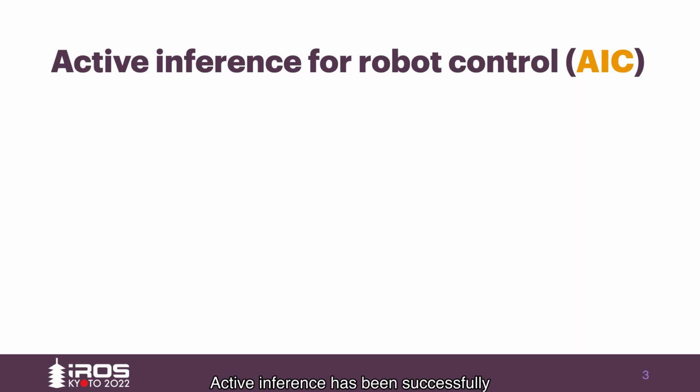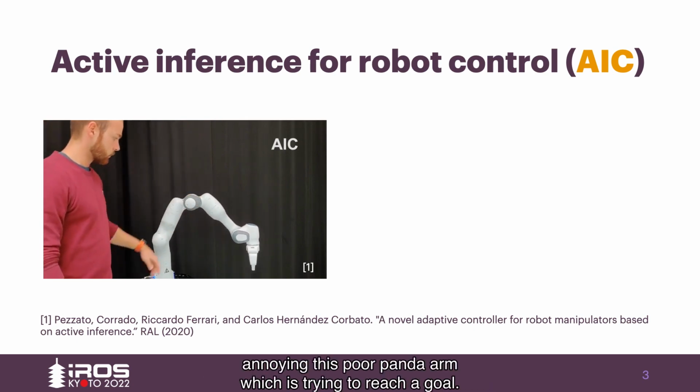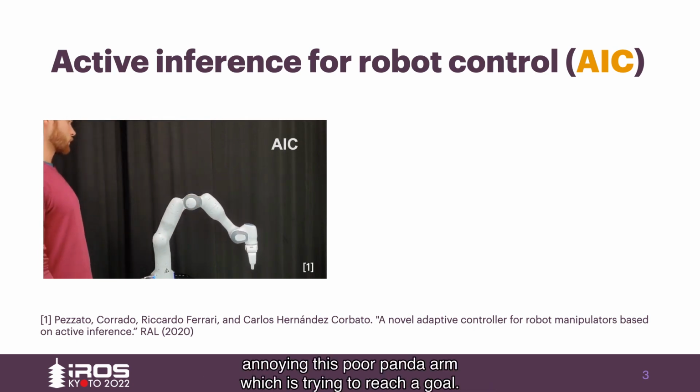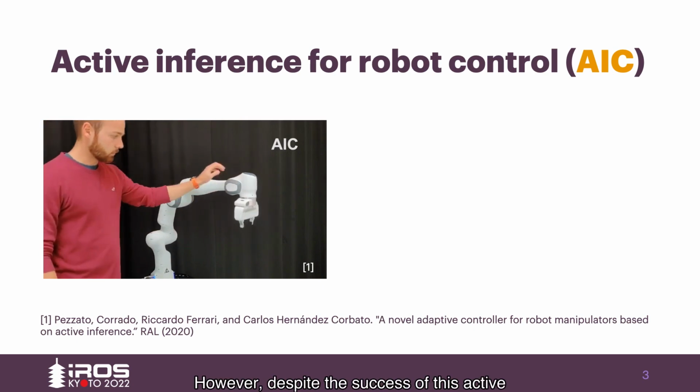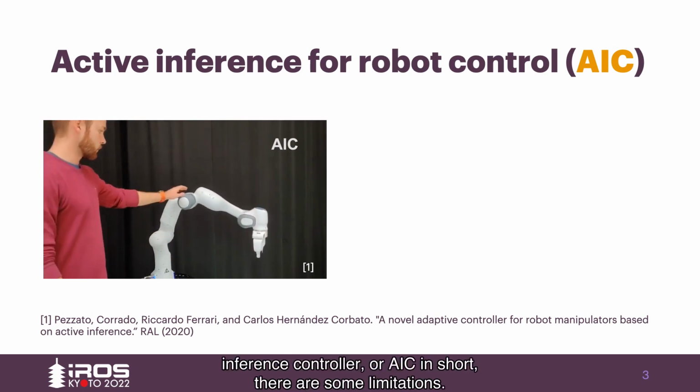Active inference has been successfully applied for the control of robotic manipulators. This is me in one of our previous works, annoying this poor panda arm, which is trying to reach a goal. However, despite the success of this active inference controller, or AIC in short, there are some limitations.